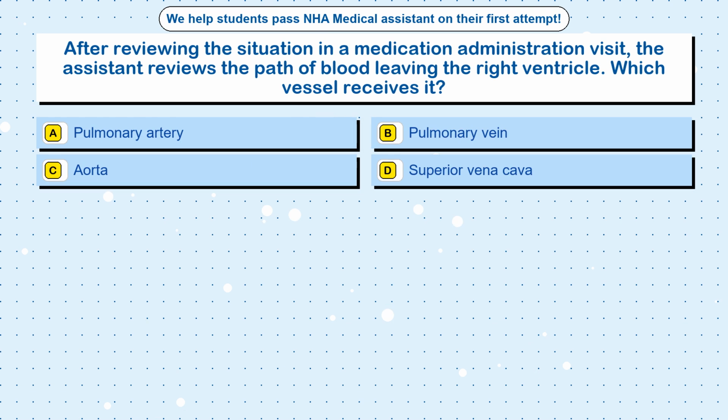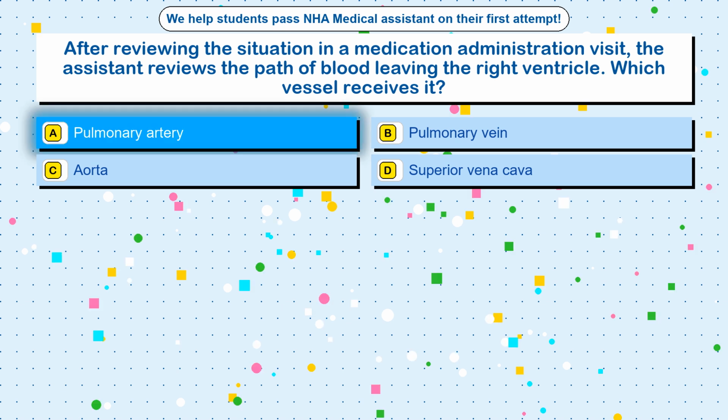Question 97. After reviewing the situation in a medication administration visit, the assistant reviews the path of blood leaving the right ventricle. Which vessel receives it? Option A, pulmonary artery. Option B, pulmonary vein. Option C, aorta. Option D, superior vena cava. The correct answer is option A, pulmonary artery.